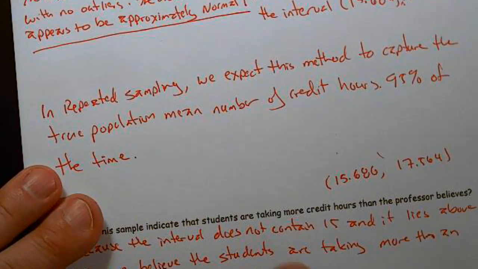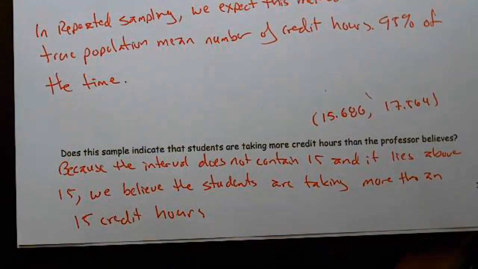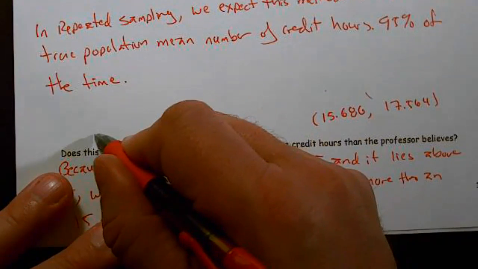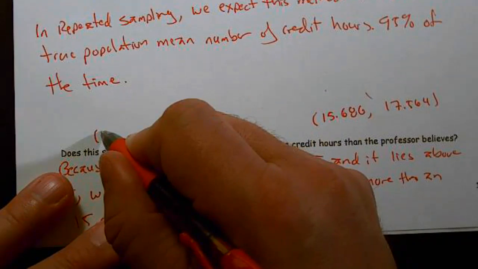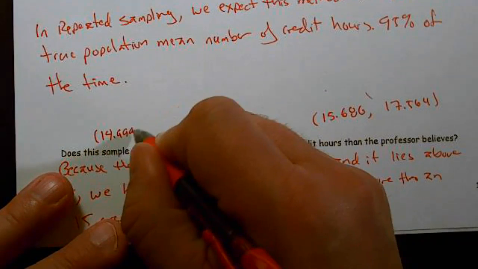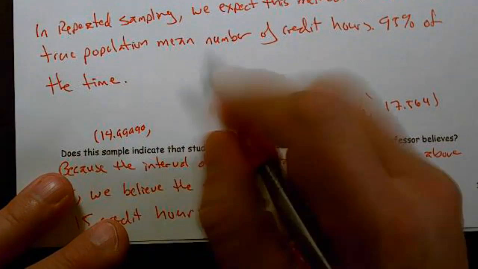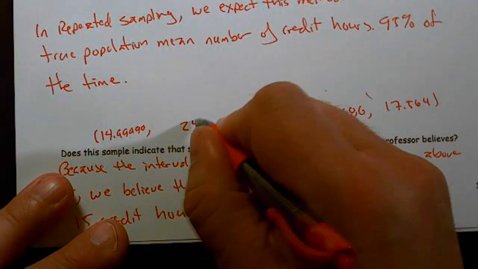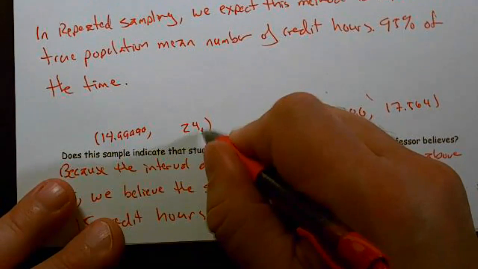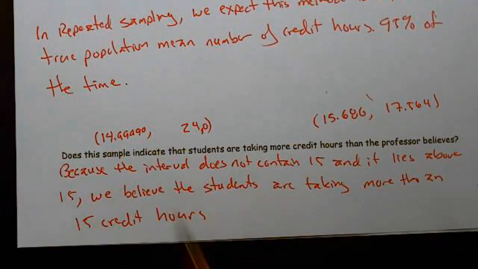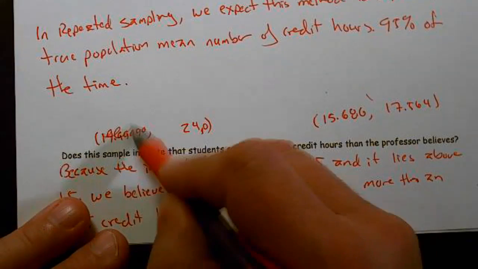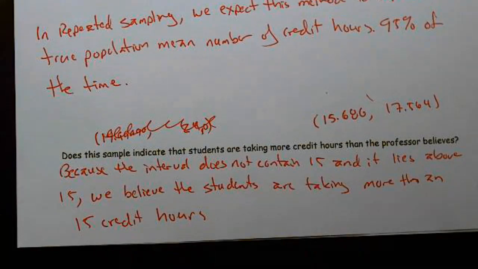All right. Because the interval does not contain 15 and it lies above 15, we believe the students are taking more than 15 credit hours. Perfect. What about this? What if it had just been 14.99999 to 24.0? Well, guess what? Because 15 lies within that interval, we couldn't say the professor was wrong. So if it contains it, we can't disagree with it. But if it doesn't, we can make a statement about it.